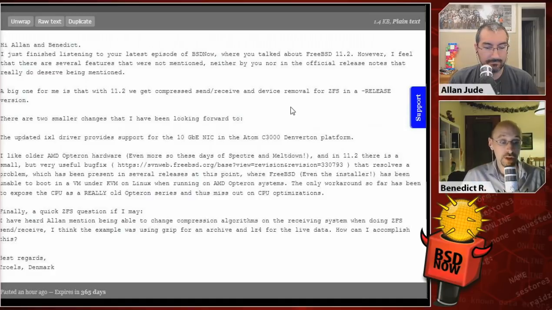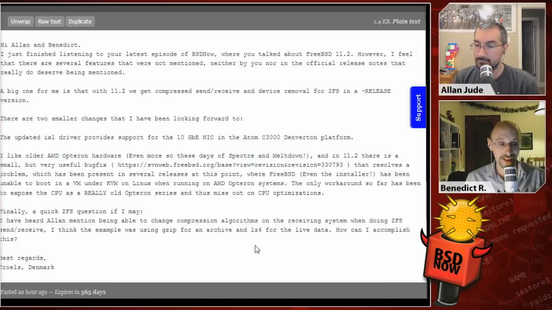So there are two smaller changes, Charles writes, that I have been looking forward to. The updated ixl driver provides support for the 10 gig Ethernet in the Atom C3000 Denverton platform. Okay. I think we mentioned that driver getting updated, but I didn't mention that specifically. Those newer Atom server grade CPUs now have working 10 gig, which is a big deal.